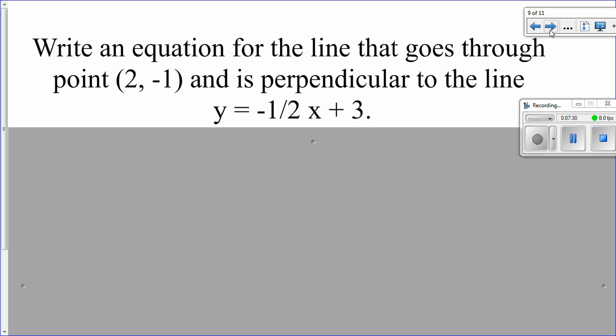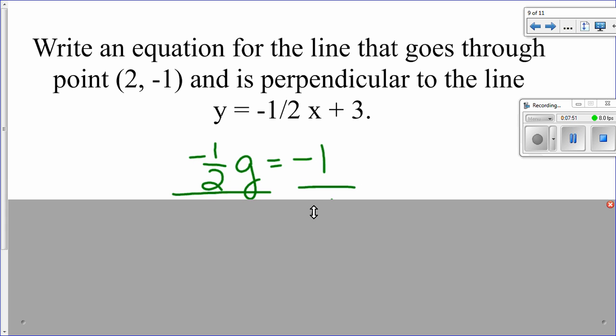Write an equation for the line that goes through the point (2, -1) and is perpendicular to the line y equals -1/2 x plus 3. A little bit more work on this one, but not too bad. In order for it to be a perpendicular line, we need to find a number that multiplied by -1/2 is going to equal -1. So just as we did before, I'm going to substitute in g for the unknown, so you know we're not really looking for x, we're just looking for the new slope. And we have -1/2 times some number has to equal -1.